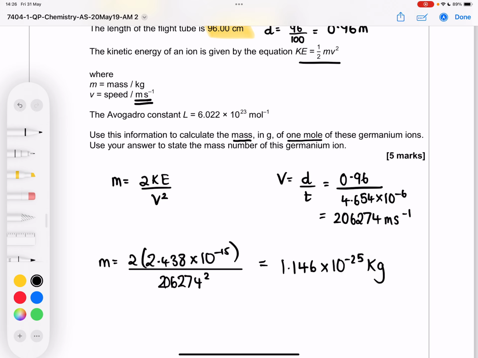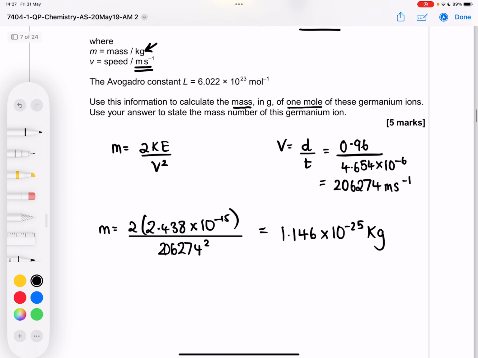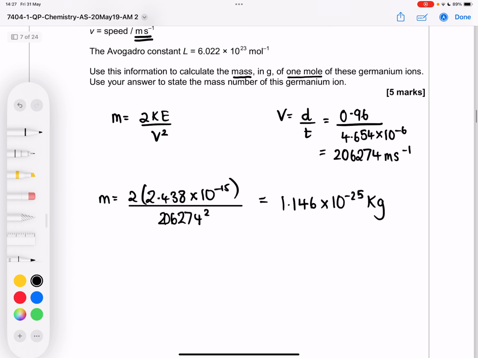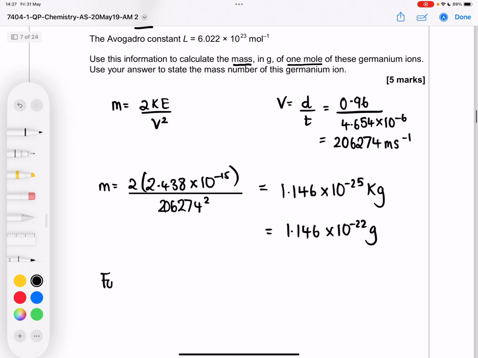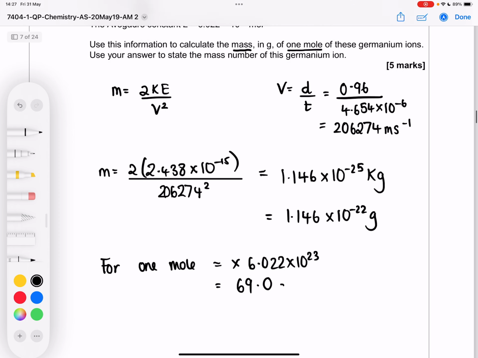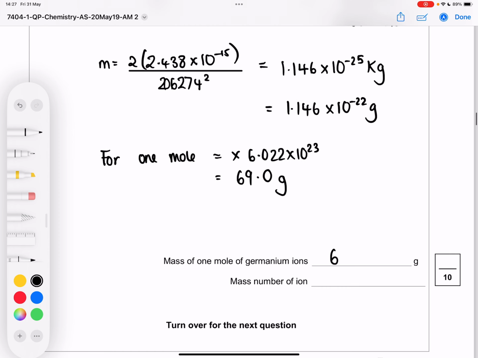And mass is in kilograms in this equation. So it told us that at the top. So we want the mass in grams of 1 mole. So what would this be in grams? If we times by 1,000, we're going to get the answer in grams. But this is for 1 ion. So if we want to know it for 1 mole, we're going to times by the number that are in 1 mole. So we're going to multiply by Avogadro's number. Again, I'm just going to keep it on my calculator and times by Avogadro's number. Getting 69.0 grams. So the mass of 1 mole is 69.0 grams.